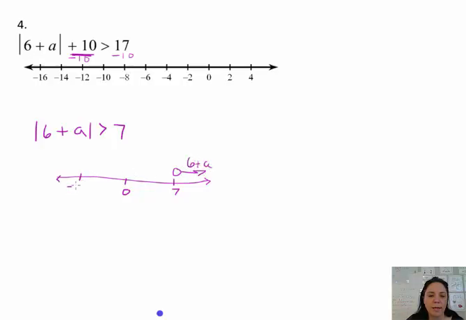So more than 7, and since it needs to be more than 7 away this way, it could also be less than negative 7. So I can set up my equations now. And let's make sure that's a 6 plus a. 6 plus a is going to be less than negative 7, or these don't join to form a segment, so it must be one or the other. 6 plus a is greater than 7.